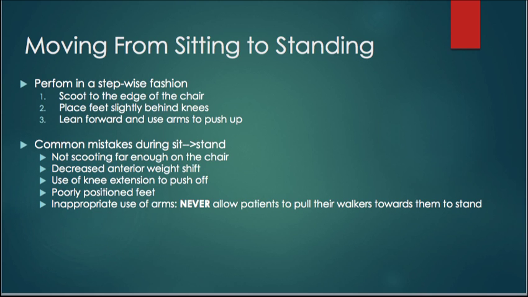There are a number of sequencing mistakes that we can see during sit to stand, which include not scooting far enough on the chair, decreased anterior weight shift where the patient won't lean forward, use of knee extension to push off of the chair that they're coming up from, which relieves them from having to use their glutes, or poorly positioned feet. An important thing that I do want to point out as well is inappropriate use of the arms.